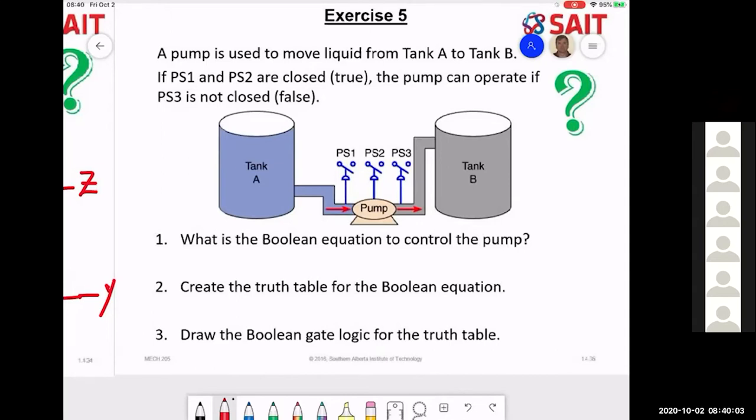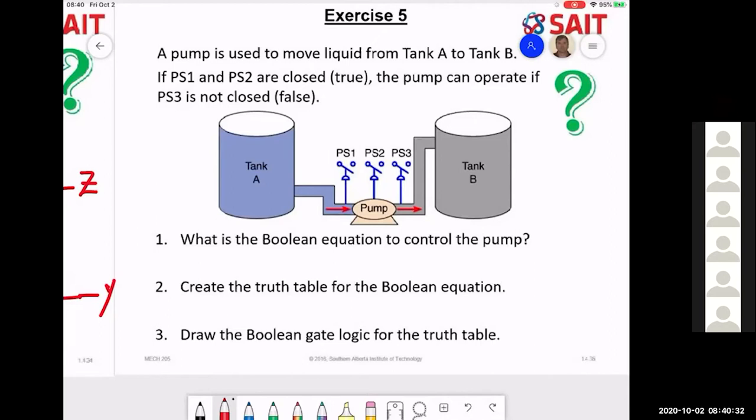Often the wording from a client is a little backwards like this. That's why I've deliberately created it this way. I've drawn a small diagram there showing tank A and tank B. I've got 3 pressure switches and a pump. I've got fluid flow from A to B. Then I've got the first question: what is the Boolean equation to control the pump? So what would it be?